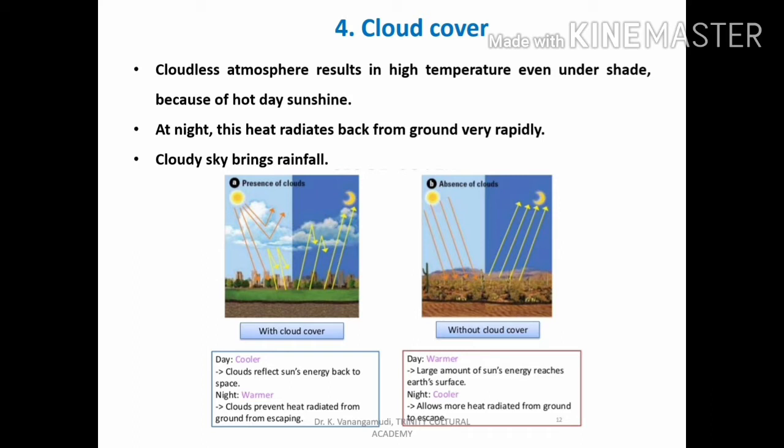The second image shows that there is no cloud cover and the day is warmer due to a larger amount of the sun's energy reaching the earth's surface, while the night is cooler because it allows more heat radiated from the ground to escape.